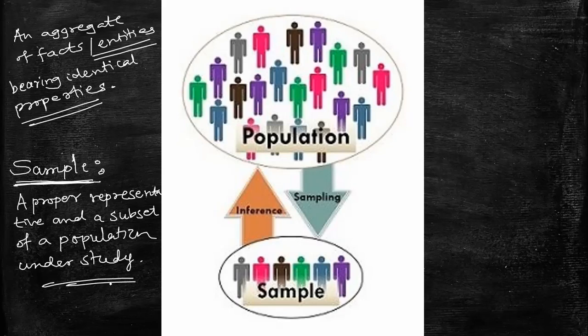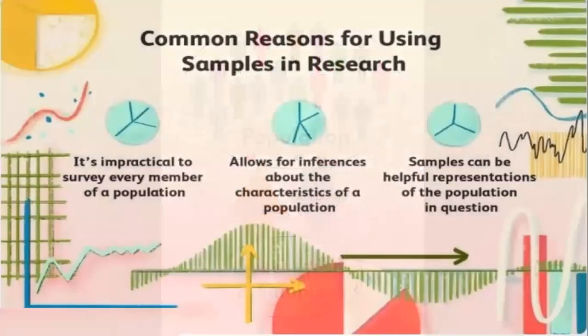So this is the theory of sample and population, and it is very much useful in all parts of our life. It is impractical to survey each member of the population, and sampling allows for inference about the characteristics of the population. Samples can be helpful representatives of the entire population, like this.